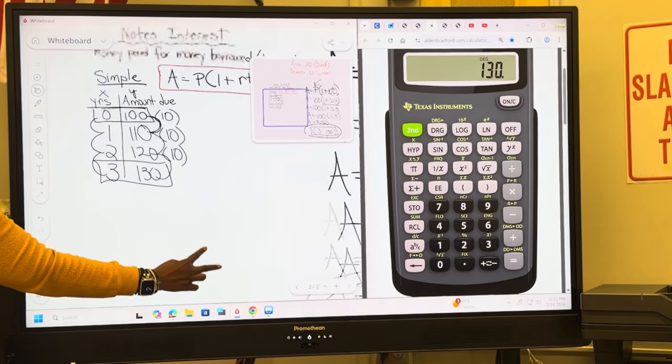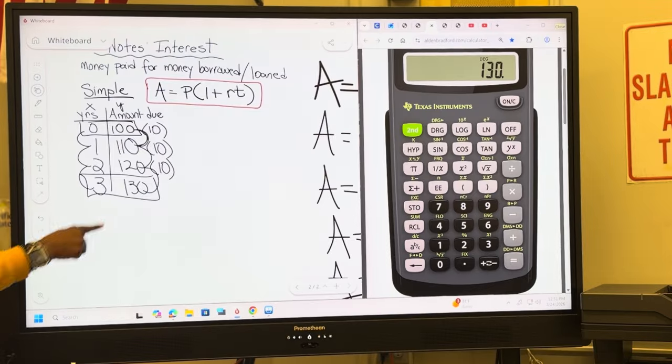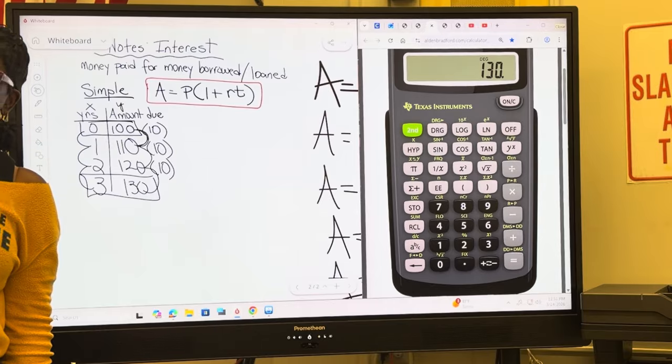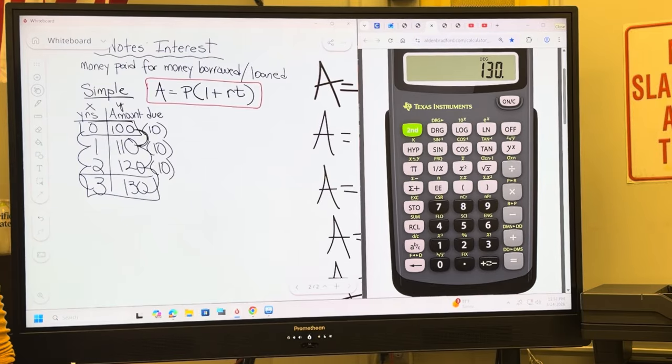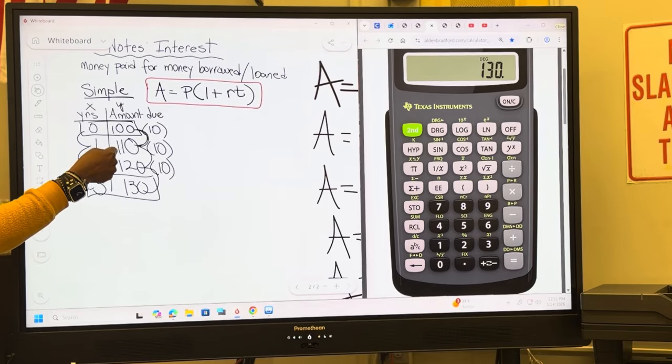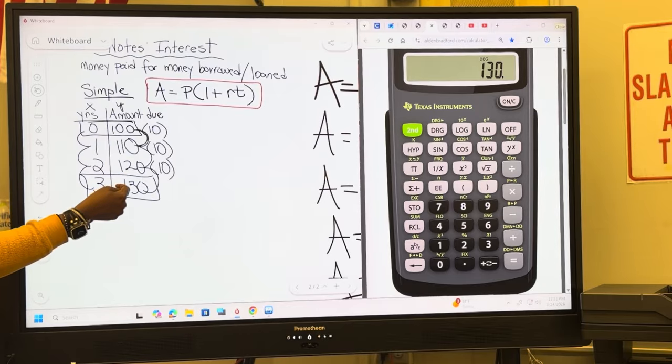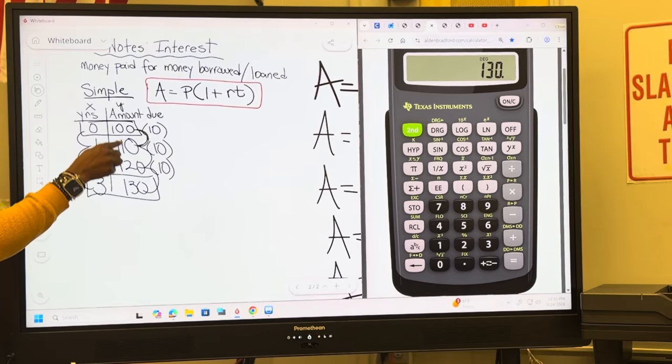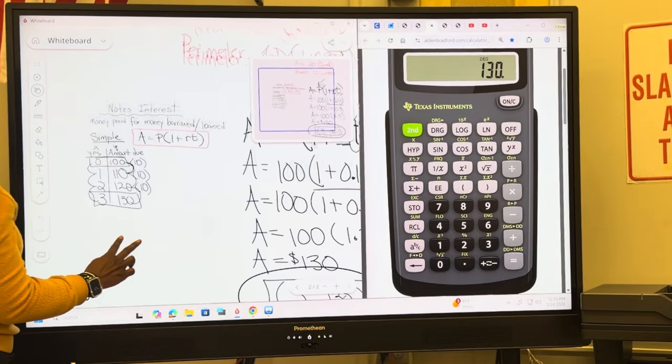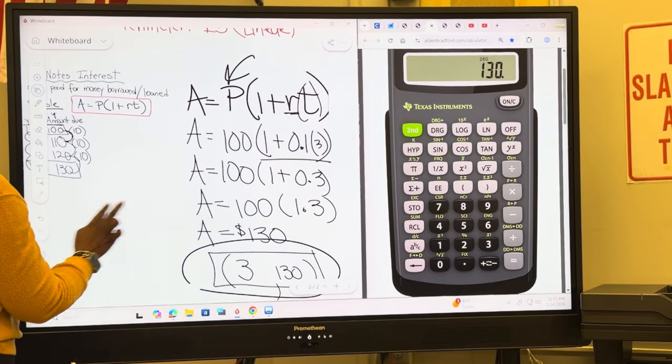Here's my question to you. Are we charging him interest on the money he borrowed only, or on the money he borrowed plus the interest that he accrued over time? Only the money he borrowed. How do I know that? Because it's the same $10 every single time. Otherwise, wouldn't it be 10% of 110 and 10% of 120, right? Because doesn't he still owe me this money? Yes? All right. Let's look at compound interest.